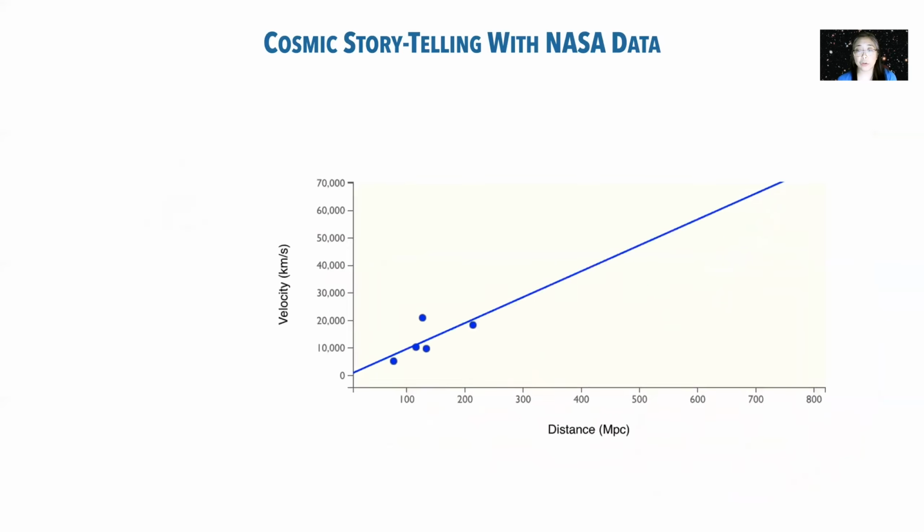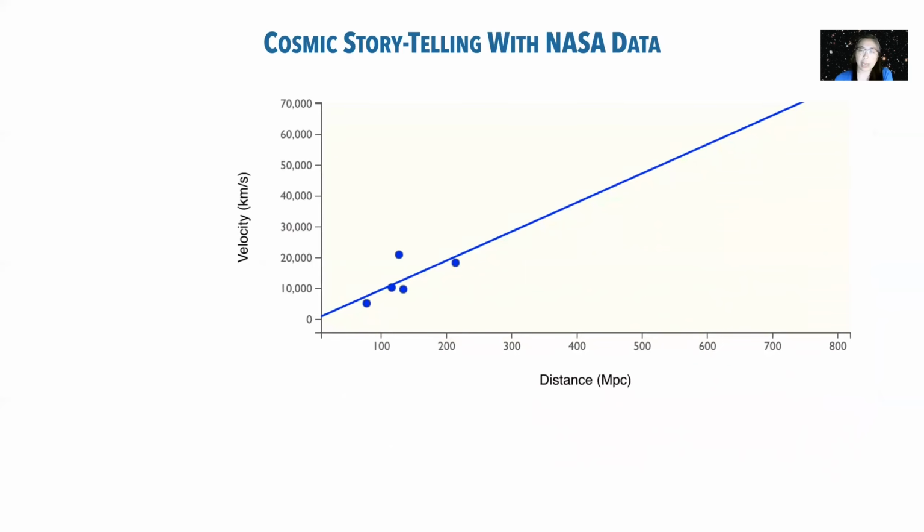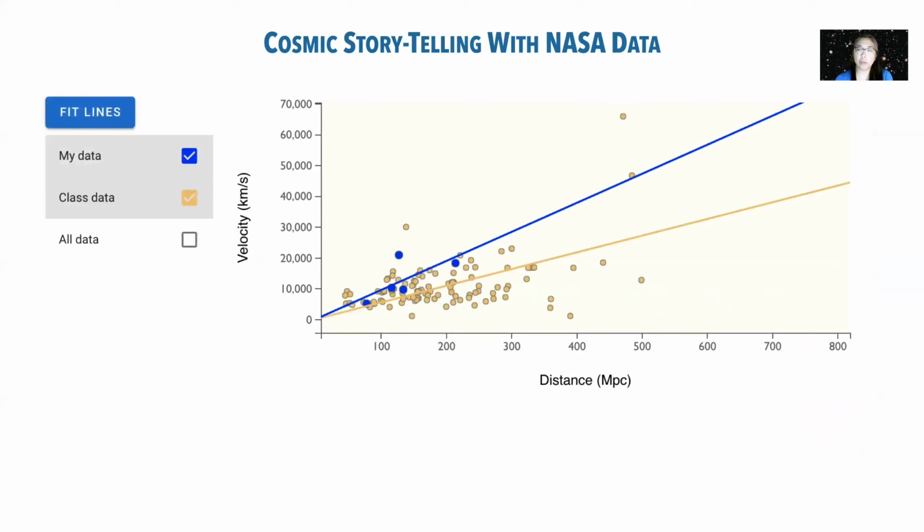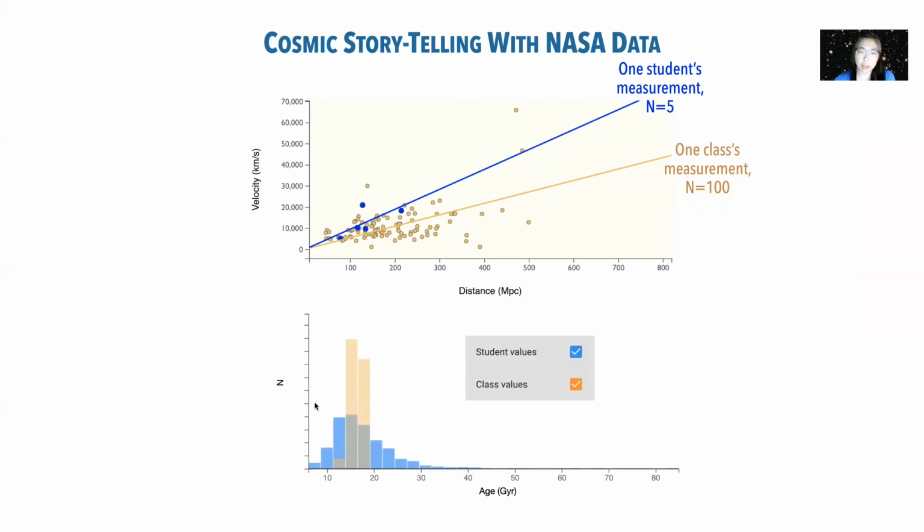For this one in particular, we're going to have students do their 5 measurements, and then we're going to merge all of the data from their whole class and have them fit the linear function again. They may see that they get a different value for their Hubble constant, and therefore the age of the universe, if they're using all of the data collected by their whole class rather than just 5 random galaxies that they've chosen.